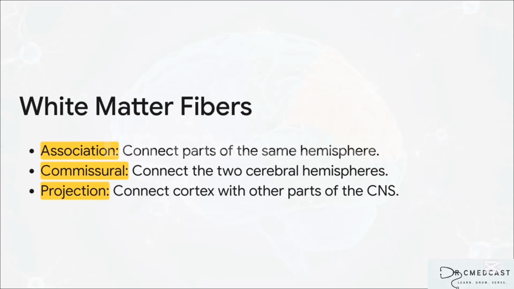So how do all these layers and lobes talk to each other? They do it through this massive, intricate network of wiring we call white matter. These fibers are like the brain's information highways. Association fibers are the local roads. Commissural fibers are the massive bridges connecting the two hemispheres. And projection fibers are the long-haul routes connecting the cortex to the rest of the nervous system.